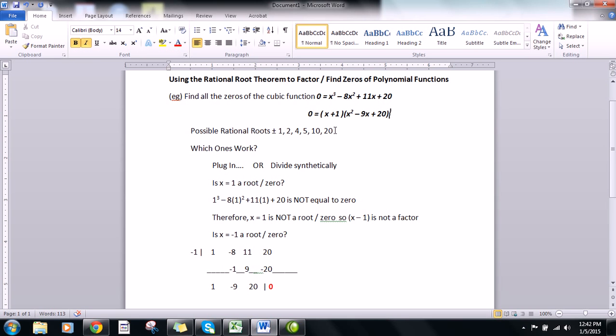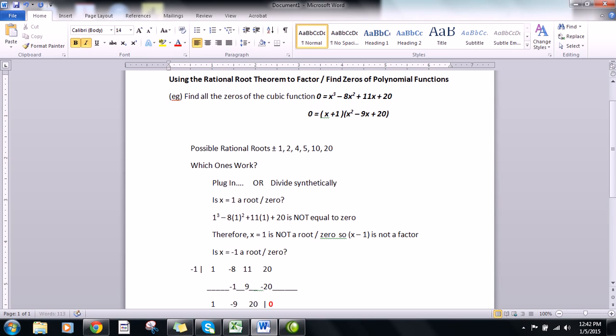Now, I don't even have to fuss with the rest of the possible rational roots, because I've used the rational root theorem to take my cubic down to the product of a linear and a depressed quadratic expression. And for quadratic expressions, I don't have to use the rational root theorem. I can factor, or I can set equal to 0 and use the quadratic formula, or I can use completing the square if I'm feeling cheesy.